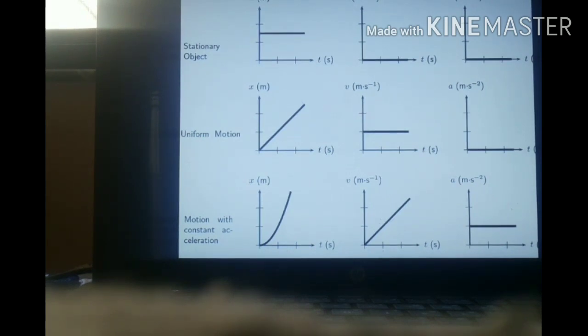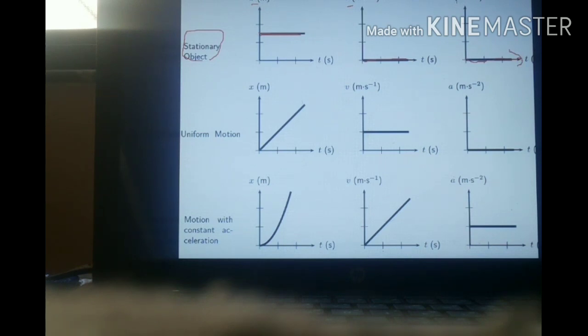Out of these 9 diagrams, any diagram can be given, and they might ask you the type of motion which it is denoting. This is a stationary object. Here x is denoting displacement, v is denoting velocity, and a is denoting acceleration. In the displacement time graph, if the object is stationary, then we will be drawing it in this manner. Velocity time graph, object is again stationary. As the object is stationary, velocity is 0, so this graph will be coinciding with the time axis. Again, if the object is stationary, acceleration will also be 0, so this line will also coincide with the x-axis.